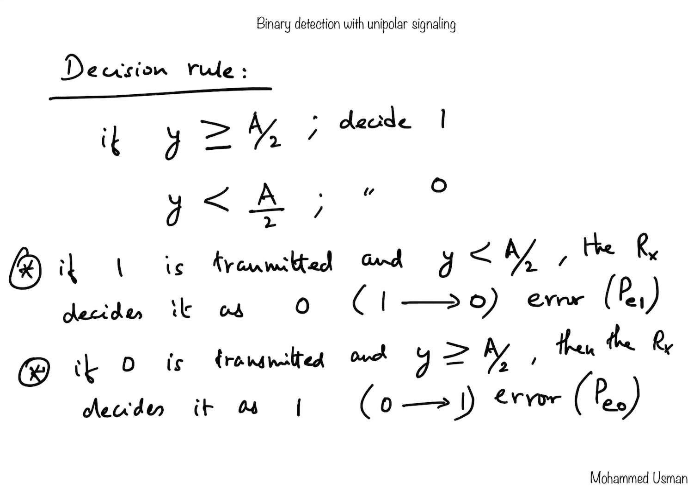Now when we transmit a large number of bits, some of the 1s could have become 0 and some of the 0s could have become 1, and then we need to find out what is the average probability of error. Now to compute the average probability of error, we will look at the conditional PDFs of the received signal, and then using the threshold we will try to deduce the expressions for these probabilities PE0 and PE1.